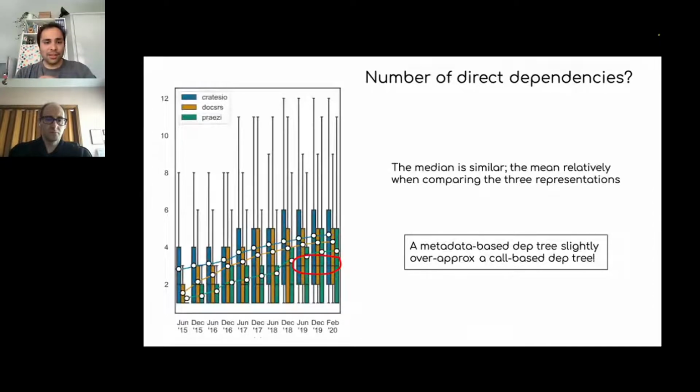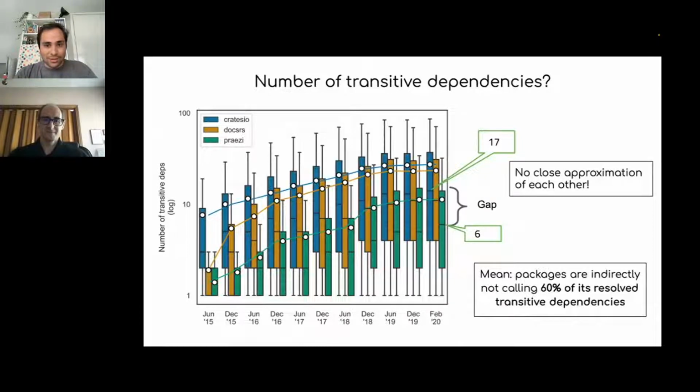So what we did is that we looked at dependency relationships from a metadata perspective, but also from a call perspective. And we wanted to know what is really the difference between those two levels. For direct dependencies, we found that they generally approximate each other, which means that if a dependency tool shows that you're using a type of dependency, most likely you're also calling those dependencies as well. But when it comes to transitive dependencies, the story is much different. We found, for example, that packages are not indirectly calling 60% of their resolved transitive dependencies.